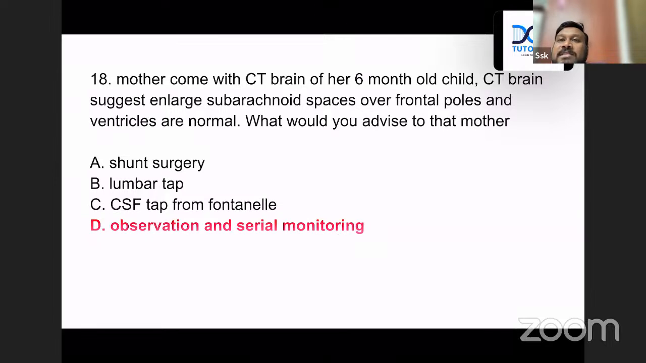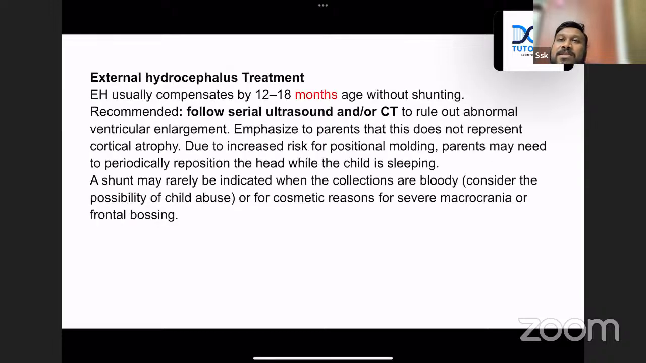So the same question now, what they have asked is what advice will I give to the mother? The treatment will always be observation and serial monitoring. You're not going to do a VP shunt or a CSF tap. That is going to be absolutely contraindicated. All that you have to do is to reassure the mother and do a follow-up CT.